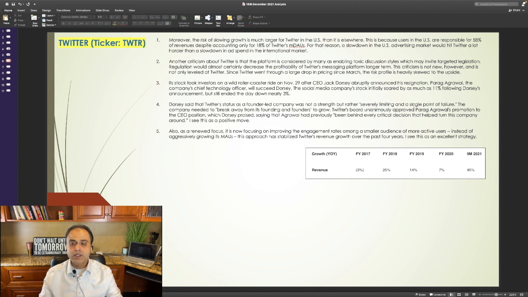Twitter's board unanimously approved Parag Agarwal's promotion to the CEO position, which Dorsey praised, saying that Agarwal had previously been behind every critical decision that helped turn this company around. I see this as a very positive move. Also, as a renewed focus, it is now focusing on improving the engagement rates among a smaller audience of more active users, instead of aggressively growing its MAUs. This approach has stabilized Twitter's revenue growth over the past 4 years. I see this as an excellent strategy.